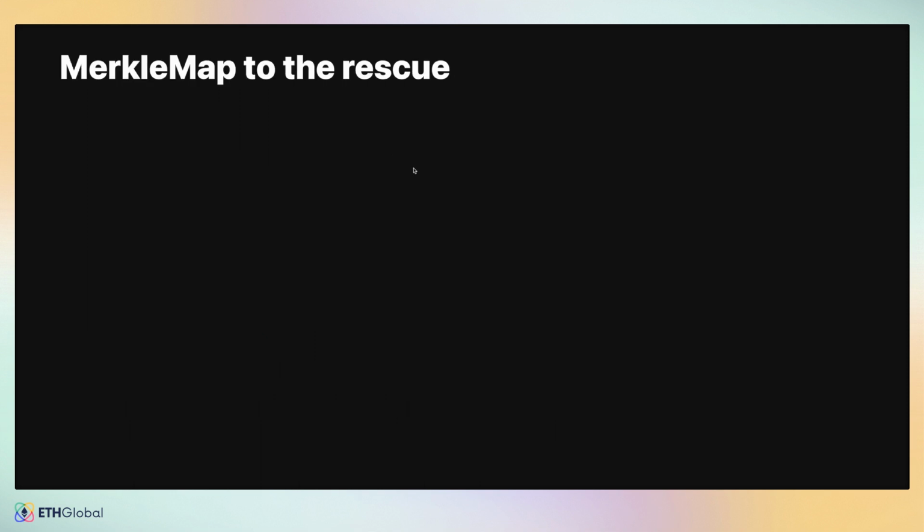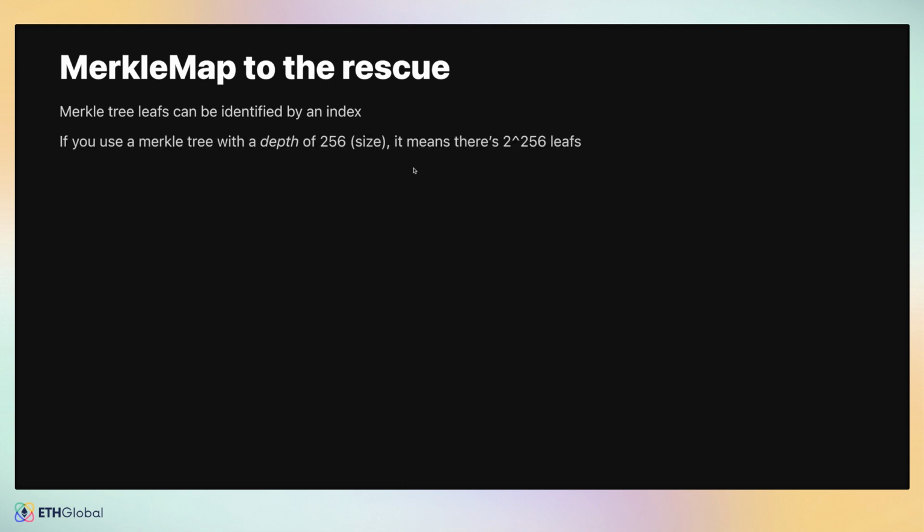So yeah, let's move on. The simplest way to use Merkle trees, in my opinion, is what's called the Merkle map. It's an API provided by o1js. All Merkle tree leaves can be identified by an index. If you use a Merkle tree with a sufficient depth of 256, it means that there's going to be 2 to the power of 256 leaves, which is a lot. I mean, by saying a lot, I really mean a lot, it's a huge number of all the records that you can have in your key value storage.